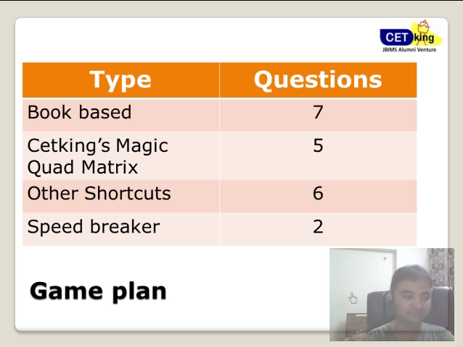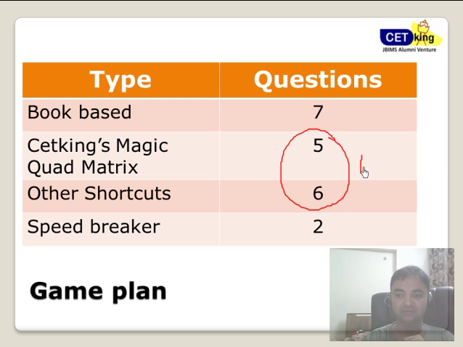Book-based questions: 7. Book-based means the formulas and concepts which are there in almost every book. 7 questions based on the books. Taking the magic word, 5 questions are based on that. I'll talk about the magic word in some time, and I'll give you a few questions on that. Other shortcuts, we have 6 questions, and speed breakers, 2 questions. These are questions which are there to break your speed.